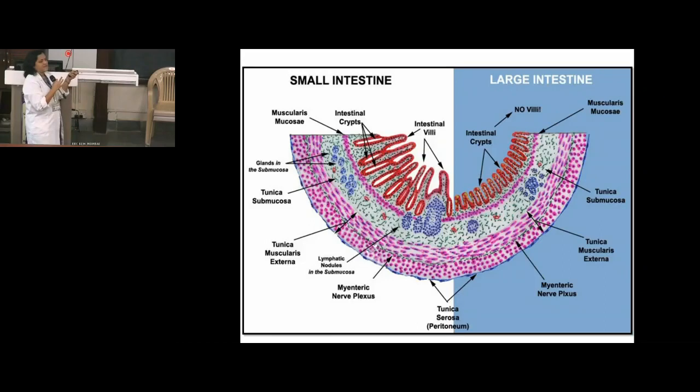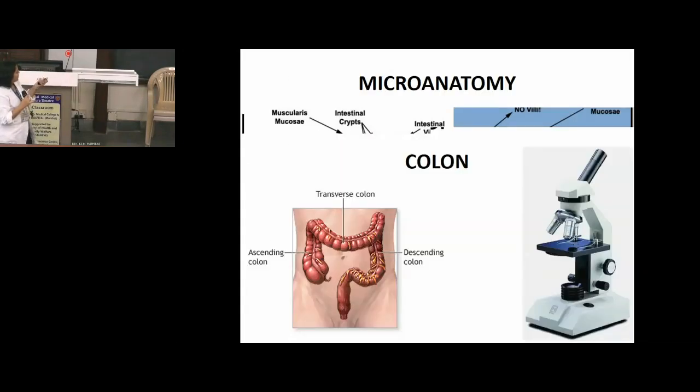Only thing is the mucous membrane doesn't have villi. There are just crypts which are present. The lamina propria and the muscularis mucosae remain the same. Submucosa will have some lymphatic nodules. The muscularis externa remains the same, with an additional collection of longitudinal muscles which may be seen. Okay. So colon, we have already mentioned the parts of the colon.